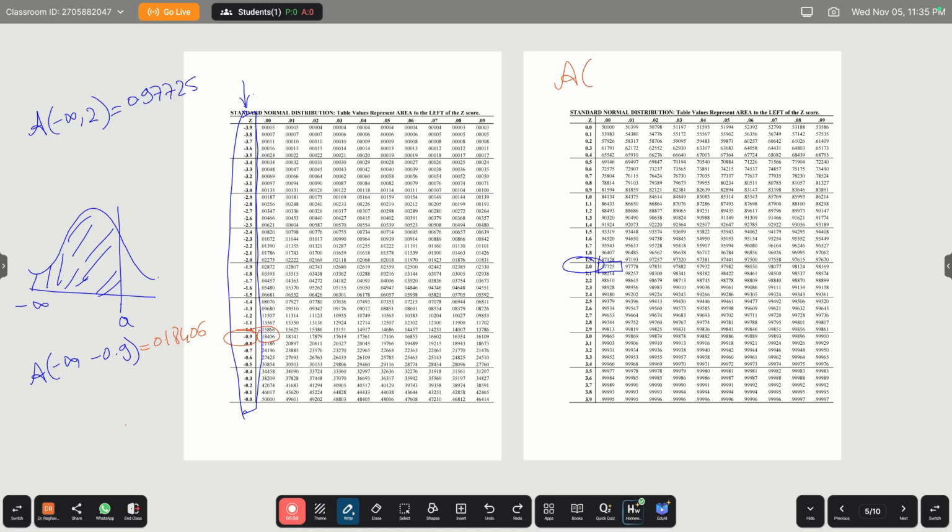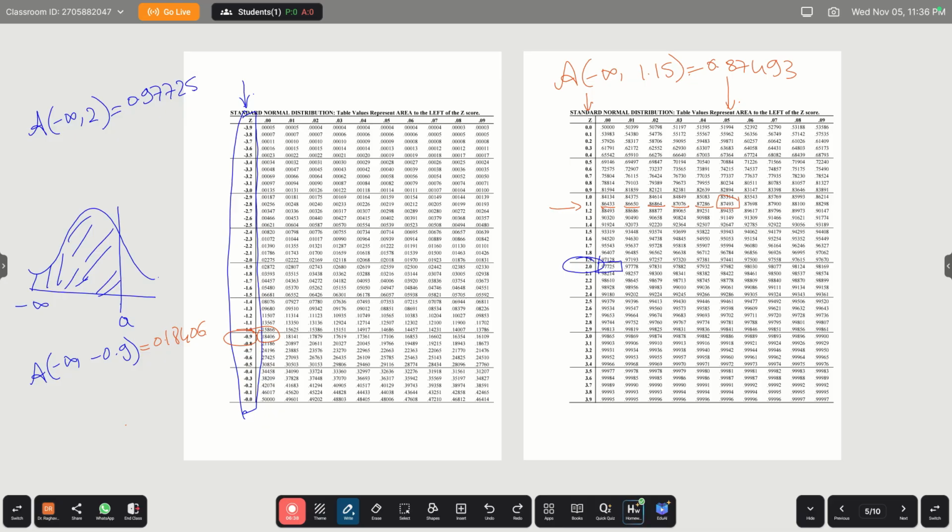Suppose you want to find the area up to a point with 2 decimal places. Let me take this: I want the area from minus infinity to 1.15, let us say. You can find the values up to 1 decimal point, so 1.1 you can find here, and then you have to match with 0.05 for the second decimal point. So 1.10 is this, 1.11 is this, 1.12 is this, 1.13 is this, 1.14 is this, and 1.15 is 0.87493. So this is the area from minus infinity to 1.15.